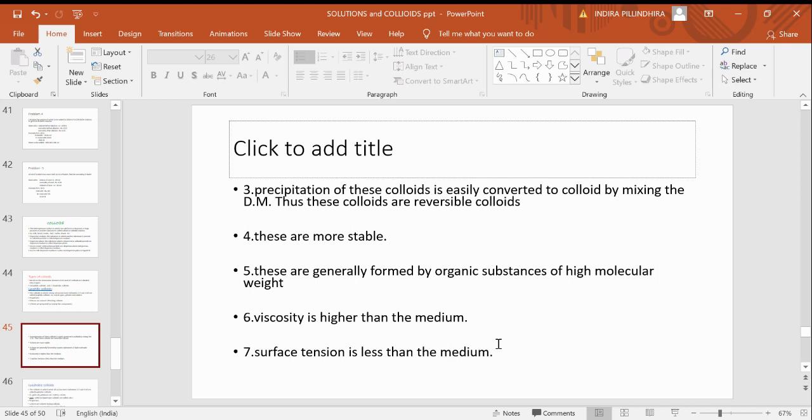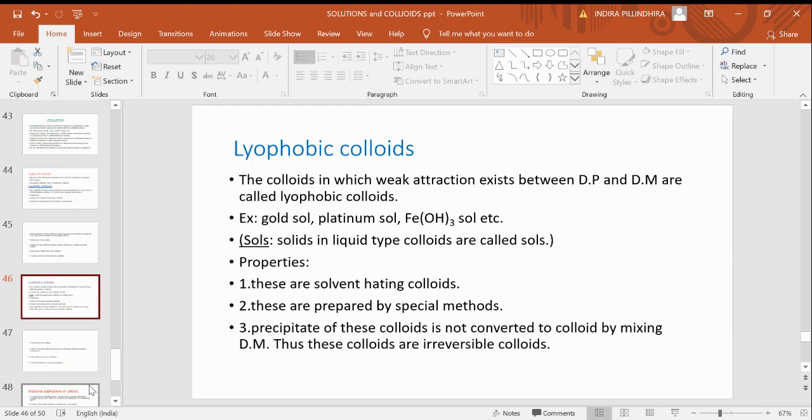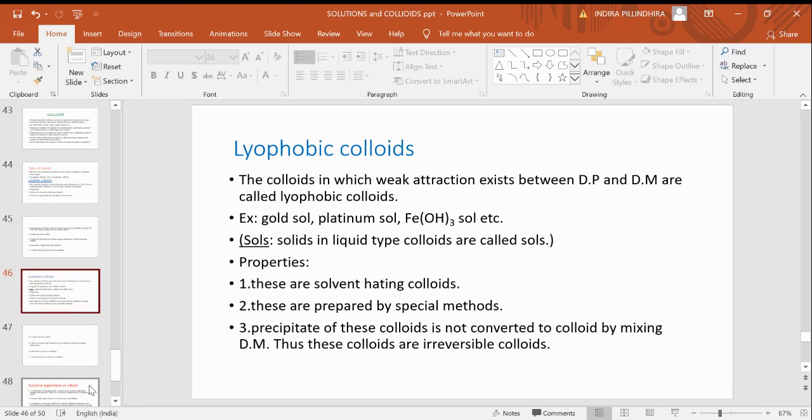Now we'll move to the second type of colloid, that is lyophobic. As we discussed just now, the colloids in which weak attraction exists between the DP and the DM are called lyophobic. The attraction between the DP and DM is very weak here. Examples: gold sol, platinum sol, ferric hydroxide sol, etc.